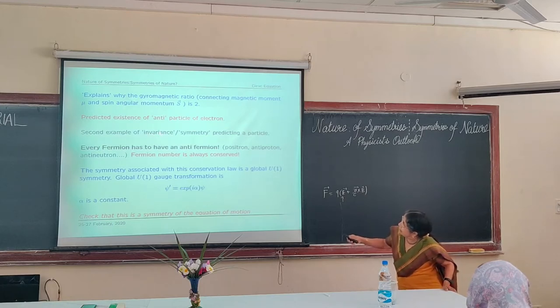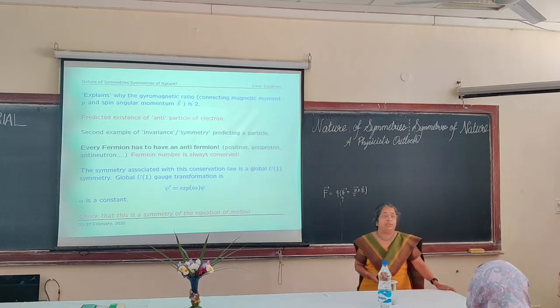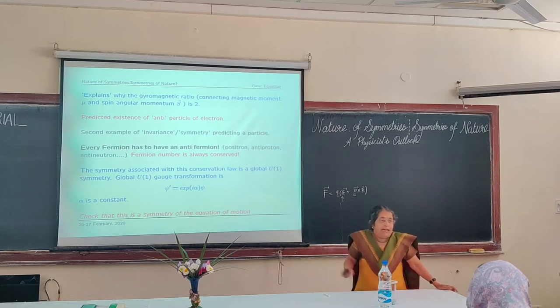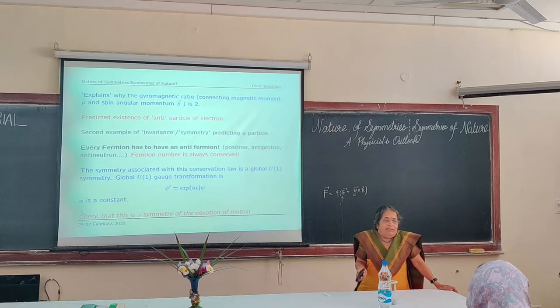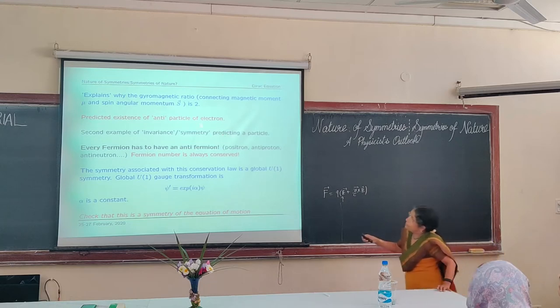So this is like relativistic invariance having predicted an antiparticle, and that is true. Until that time, one didn't know; only electrons were known. And then experiments were done and one found the positron.